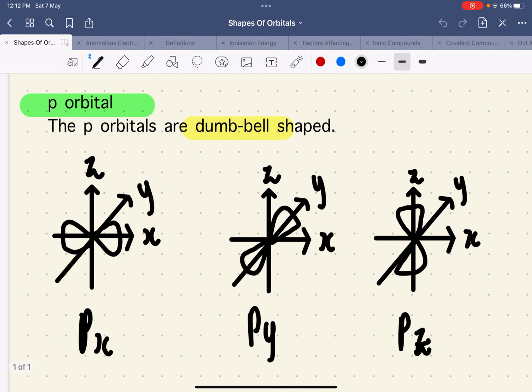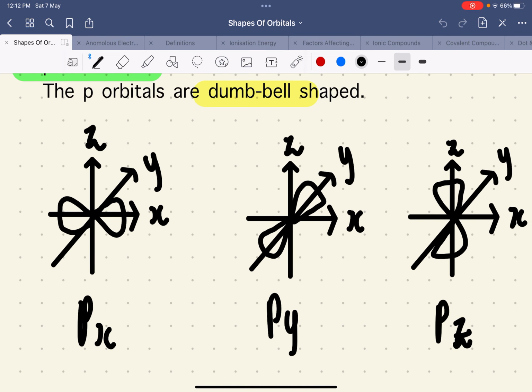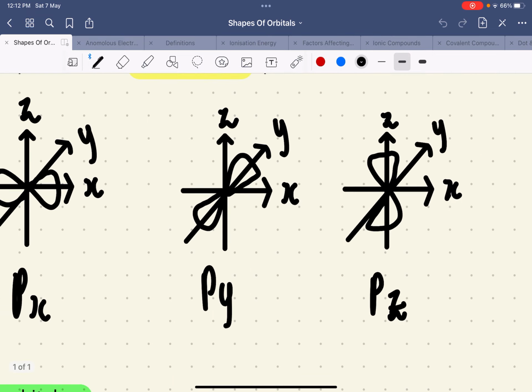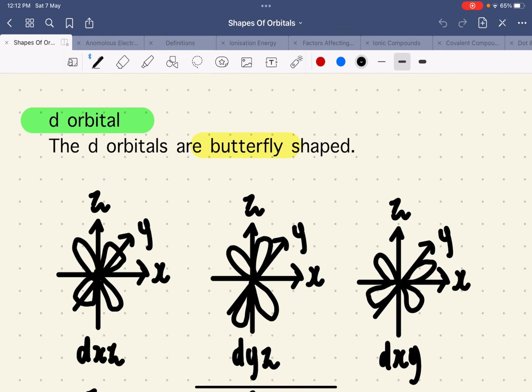Let's look at the p orbital. The p orbital can also be fairly simple. Px orbital means it's along the x-axis. We draw it along the x-axis. Py orbital is along the y-axis. Pz orbital is along the z-axis. Now let's look at something more complicated.